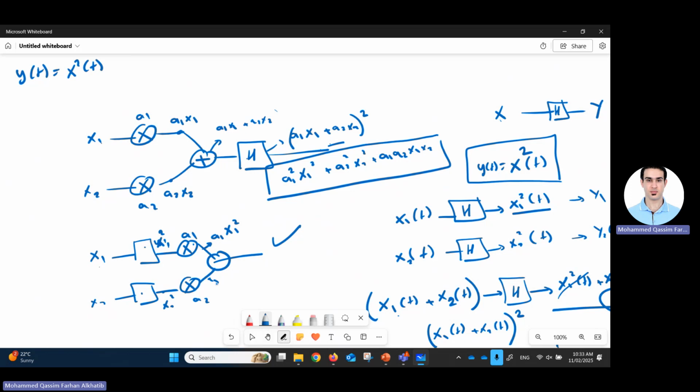Second one here, I have a2 x2 squared. Add them together, I have a1 x1 squared plus a2 x2 squared. Are they the same? No. So here I have this extra term and I have the square parts. So in this case, the quadratic function is not linear.